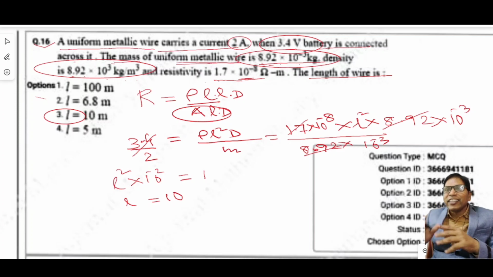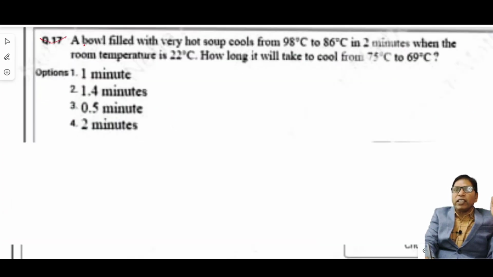Okay, next. Now question number 17. A ball filled with very hot soup cools from 98 degrees Celsius to 86 degrees Celsius in 2 minutes. So the rate of cooling is 98 minus 86 divided by 2 degrees Celsius per minute. No problem.